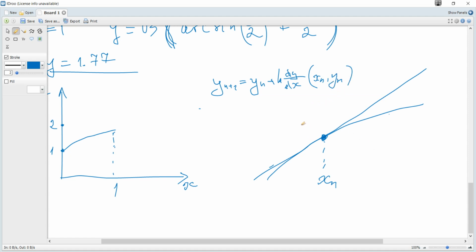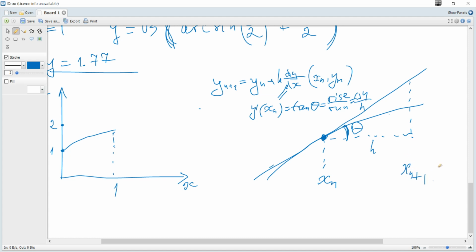But we know that the derivative is what? It's the gradient of the tangent, and the gradient of a line is equal to the tangent of the angle between the positive direction of the x-axis, that is, the direction to the right, and the given line. So this is equal to the derivative at xn, and it is also tangent of theta. And what is tangent? It's rise over run, or delta y over delta x, and delta x is actually our step, which is h.